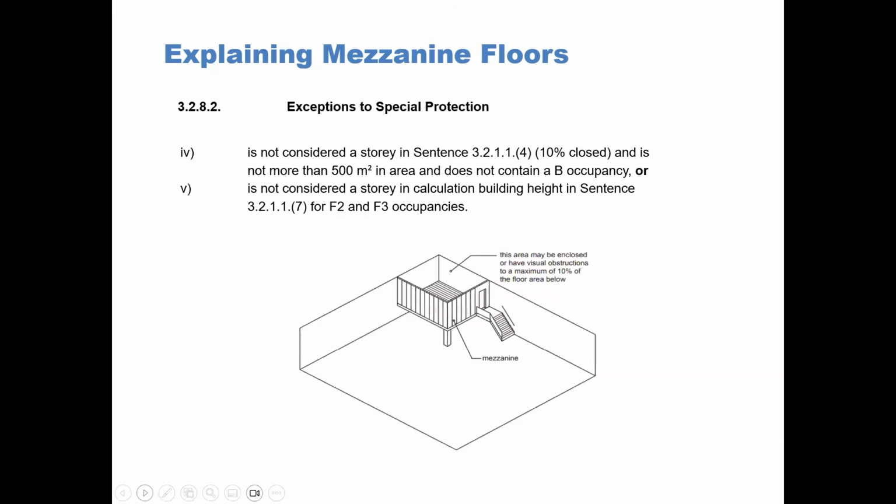It goes on to say that a mezzanine, again, does not have to terminate at a vertical fire separation if it's not considered a story in 3.2.1.1(4), which brings us back to the 10% closed, and is not more than 500 meters squared in area, does not contain a B occupancy, or is not considered a story in calculating building height in Sentence 3.2.1.1, bracket 7 for F2 and F3 occupancies. So the bottom line here is that the wall around this 10% mezzanine is not required to be a fire separation.